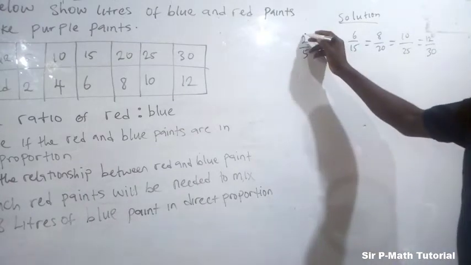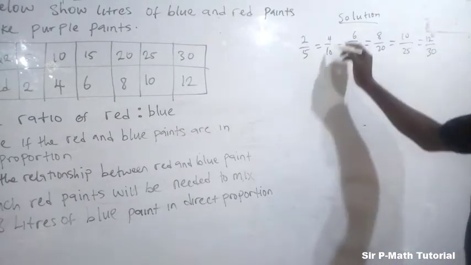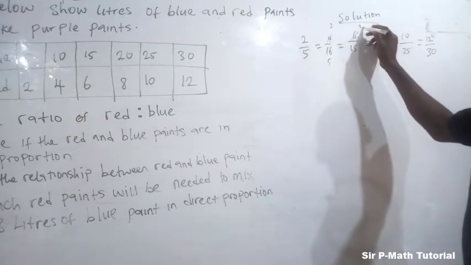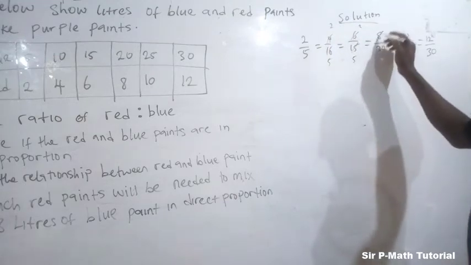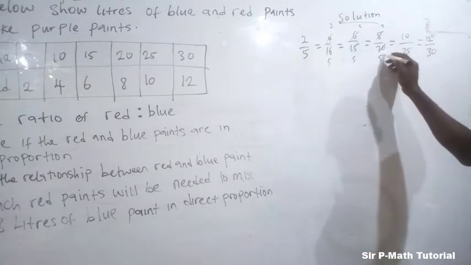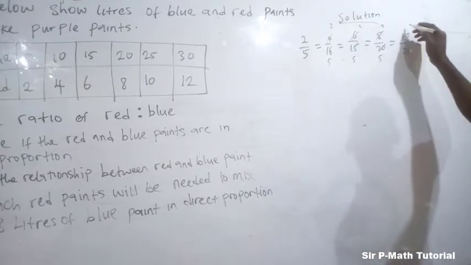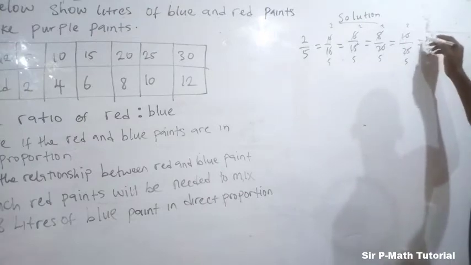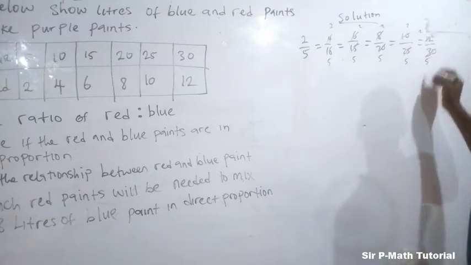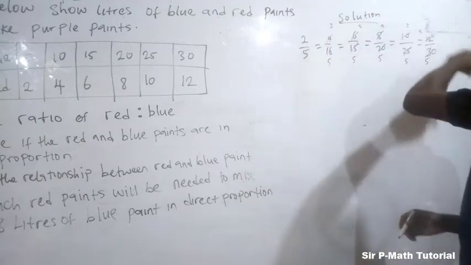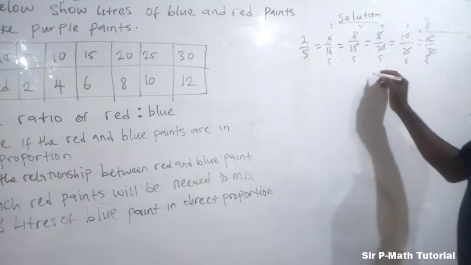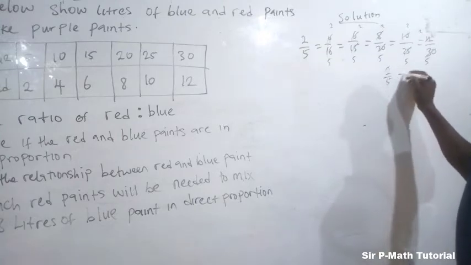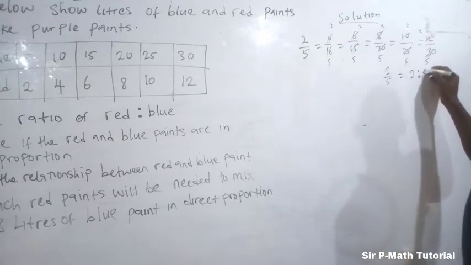Now this is the fraction representing each value on the table. Therefore, this is the simplest form, cannot divide. If I divide there 2, divide there 5, divide by 3, 2, divide by 3, 5, divide by 4, 2, divide by 4, 5, divide by 5, 2, divide by 5, 5, divide by 6, 2, divide by 6, 5. Now all of them are giving me 2 on top, 5 below. Therefore, the ratio is 2 over 5, which is 2:5.